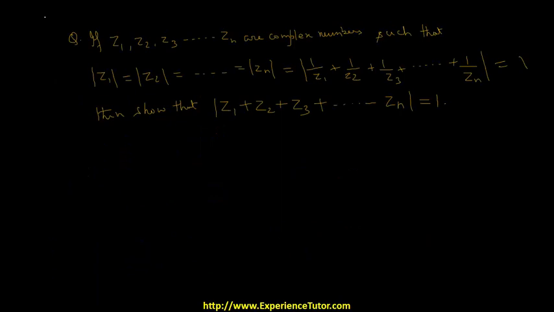Our next question is, if z1, z2, z3, ..., zn are complex numbers such that modulus of z1 is equal to modulus of z2 is equal to ... modulus of zn is equal to modulus of 1 by z1 plus 1 by z2 plus 1 by z3 plus ... 1 by zn is equal to 1, then prove that modulus of z1 plus z2 plus z3 plus ... zn is equal to 1.